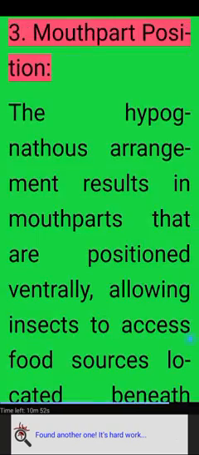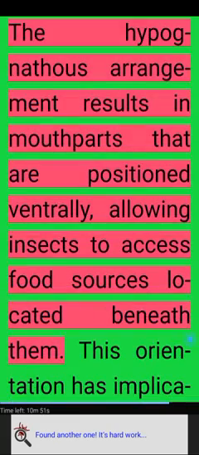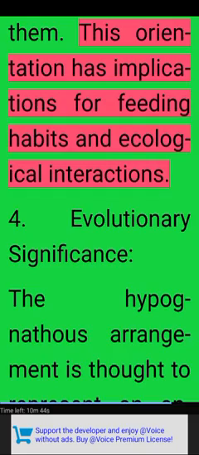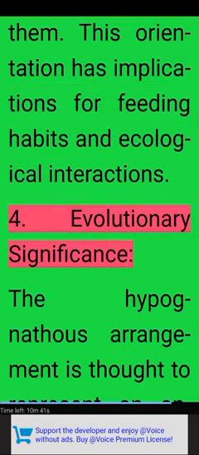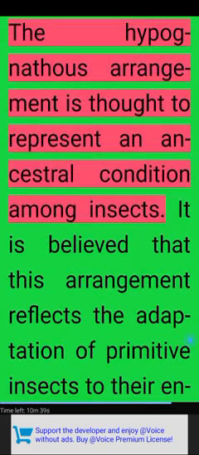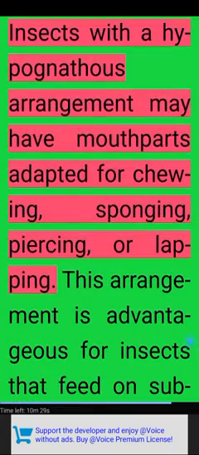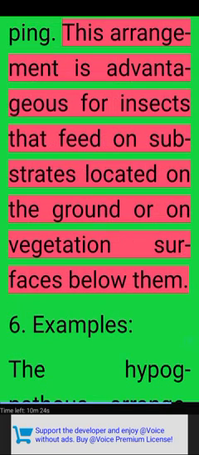3. Mouthpart position. The hypognathous arrangement results in mouthparts that are positioned ventrally, allowing insects to access food sources located beneath them. This orientation has implications for feeding habits and ecological interactions. 4. Evolutionary significance. The hypognathous arrangement is thought to represent an ancestral condition among insects. It is believed that this arrangement reflects the adaptation of primitive insects to their environment and feeding habits. 5. Feeding adaptations. Insects with a hypognathous arrangement may have mouthparts adapted for chewing, sponging, piercing, or lapping. This arrangement is advantageous for insects that feed on substrates located on the ground or on vegetation surfaces below them.